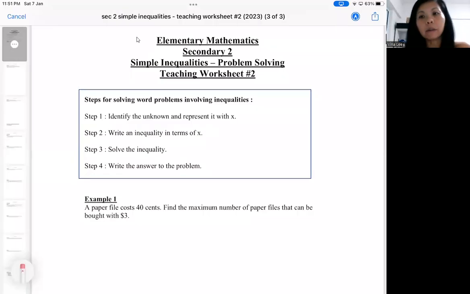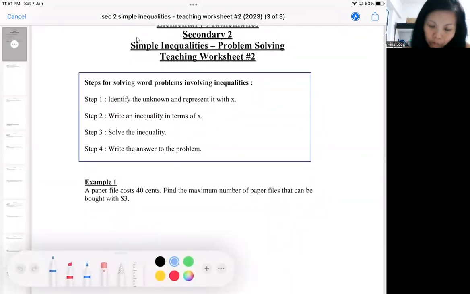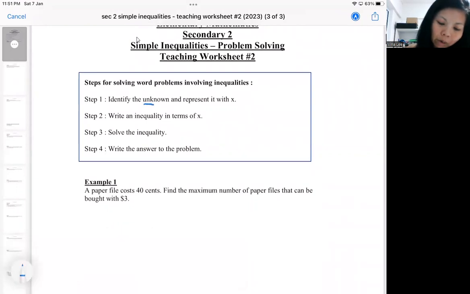So in this section, we're going to be doing problem solving using inequality. It's almost the same as how you do an algebra question. In algebra, you form an equation in X. In this section, you form an inequality in X. So the steps are mostly the same. You need to know the unknown, that means you need to know what you are looking for, and that item will be represented by X.